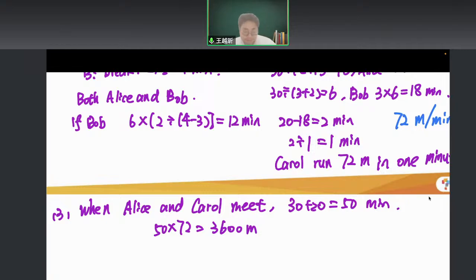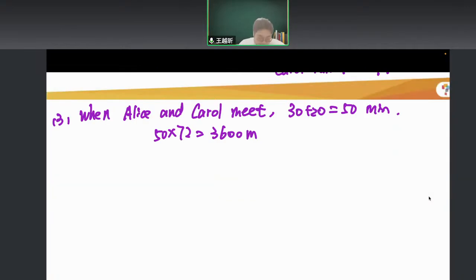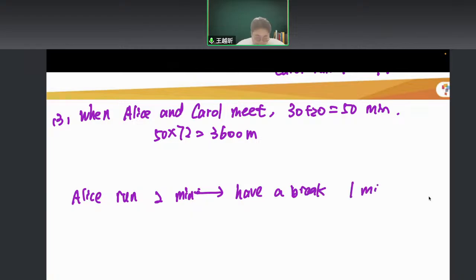And I want to show you another method, which maybe is much better for you to understand this question. Actually, another method is to use a table. Yeah, we can use the table to help you analyze this question. So we know Alice runs 2 minutes and has a break 1 minute, which means we can see 3 minutes as a period.